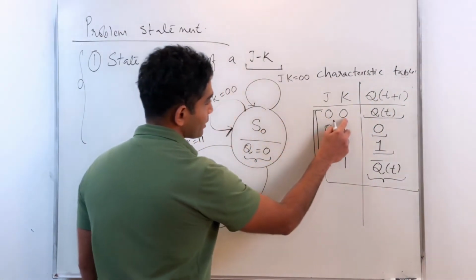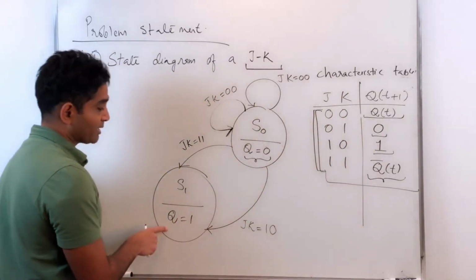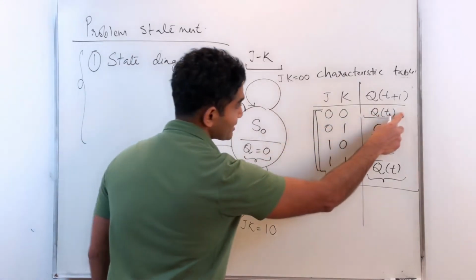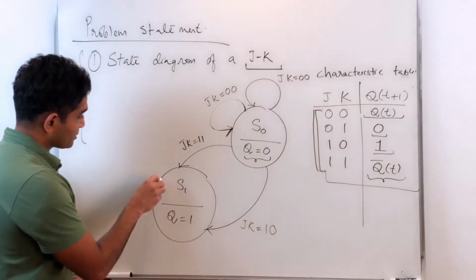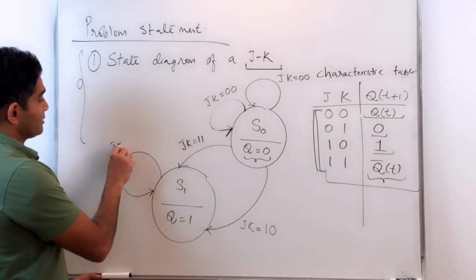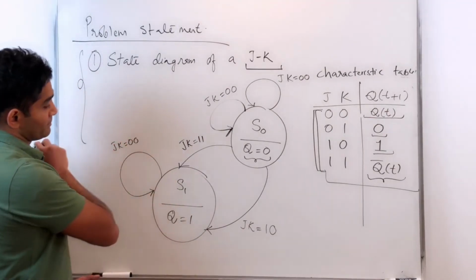The input 0, 0 occurs when I'm in S1 state, that corresponds to the memory state. That means in the next clock transition, I remain in the same state, because J and K equal to 0, 0 constitutes memory. Right.